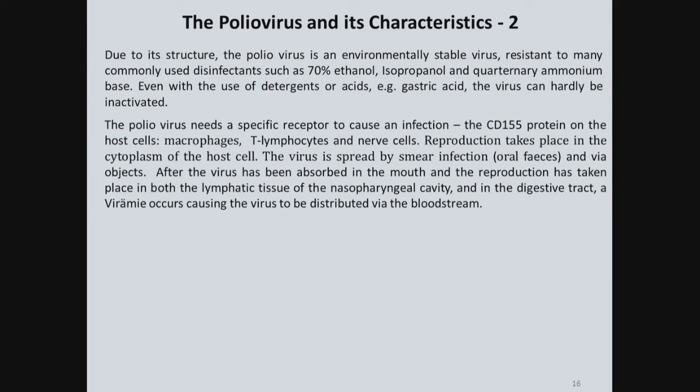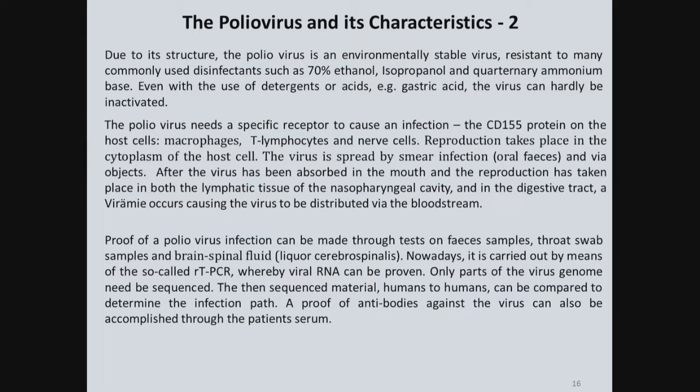The virus is spread by smear infection, oral-fecal, and via objects. After the virus has been absorbed in the mouth, and the reproduction has taken place in both the lymphatic tissue of the nasopharyngeal cavity and in the digestive tract, a viremia occurs, causing the virus to be distributed via the bloodstream.